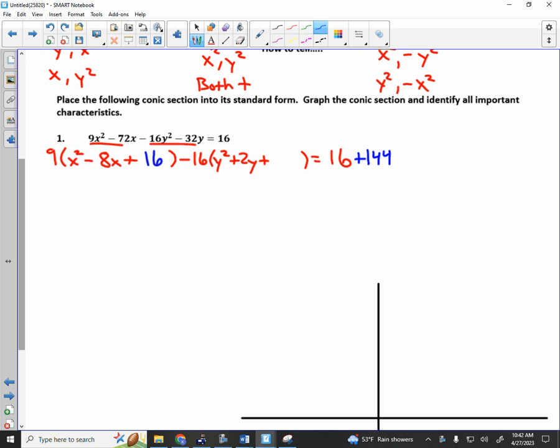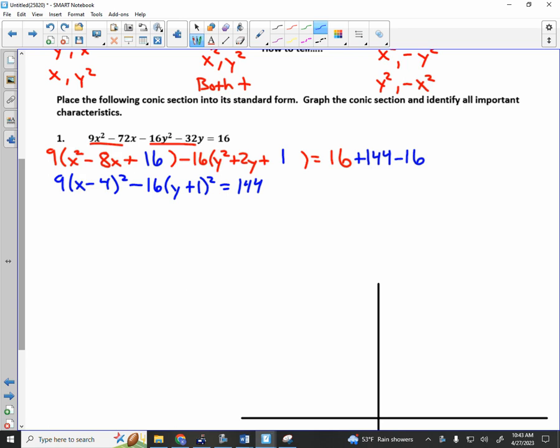What number do you add to complete the square here? 1. So we subtract 16. So you can see how pretty this equation looks. We've got 9 times x minus 4 quantity squared minus 16 times y plus 1 quantity squared is equal to 144. Ooh, nice. I got a couple completed squares.